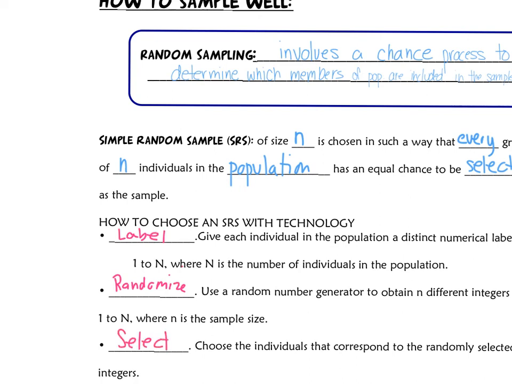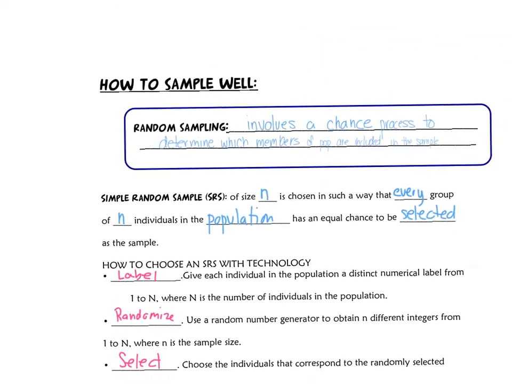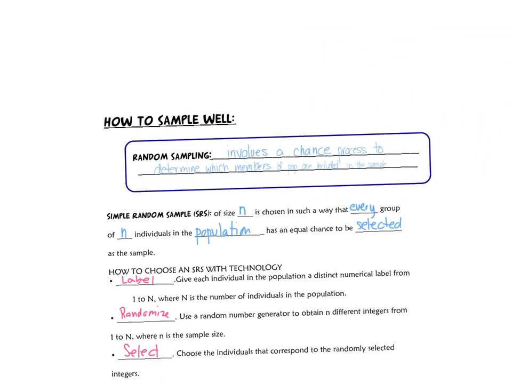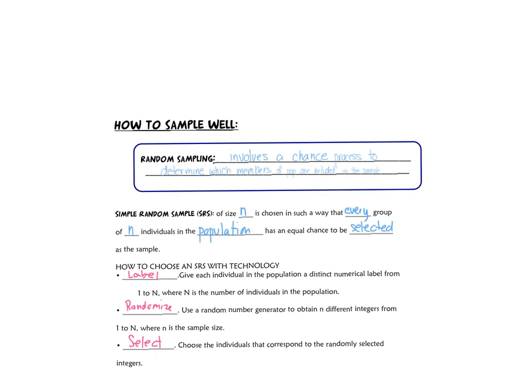Okay, so now that we've talked about bad sampling methods, we're going to now switch over to how to sample well. So to sample well, you should have random sampling. And what that does is it involves a chance process to determine which members or groups of the population will be included in the sample. So the first one that we're going to talk about is simple random sample, SRS. There's a few different ways to get an SRS. We will talk about them.